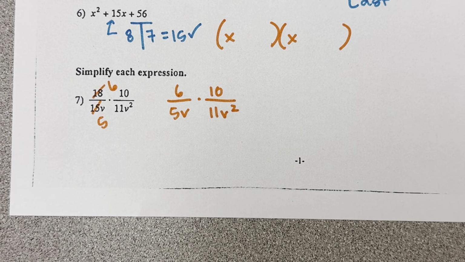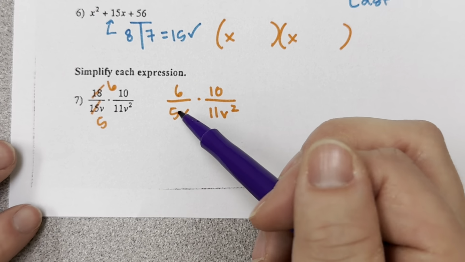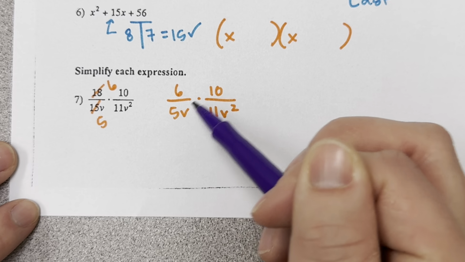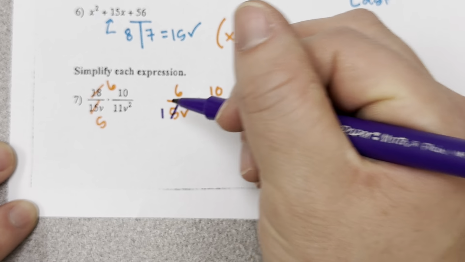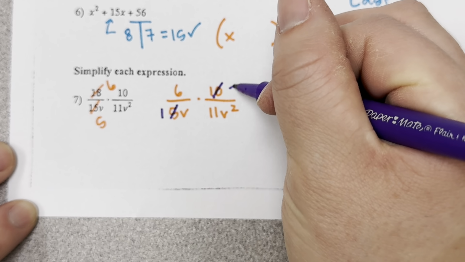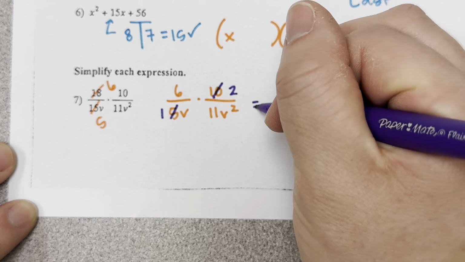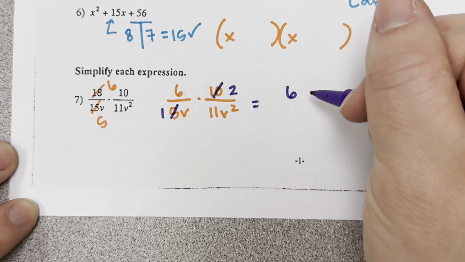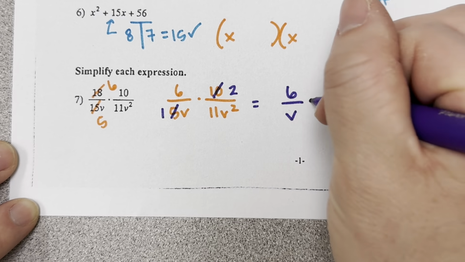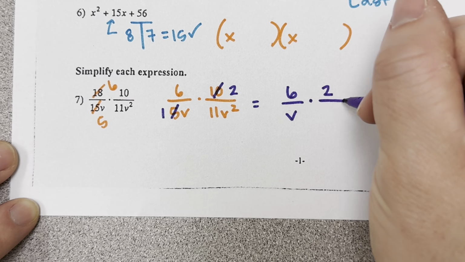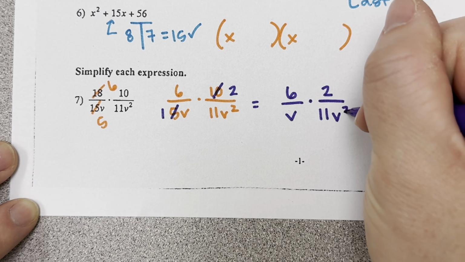Okay, we're not quite done. We haven't quite simplified it yet. Next thing I see is a 5 and a 10. Remember, it has to be on top and bottom to reduce. 5 I can divide by 5, which would give me 1. 10 divided by 5 would give me 2. So now it's turned into 6 over 1v, or v, times 2 over 11v squared.